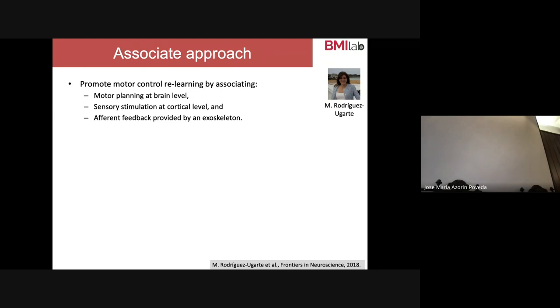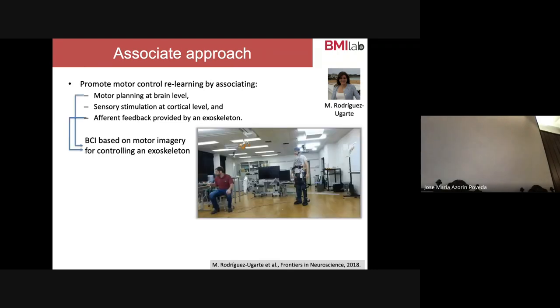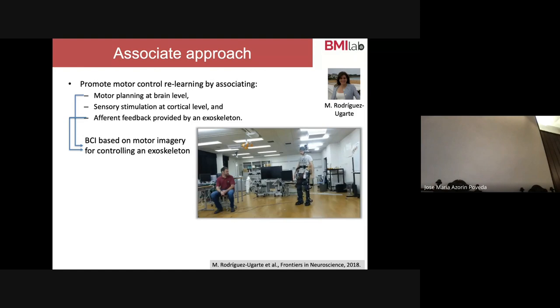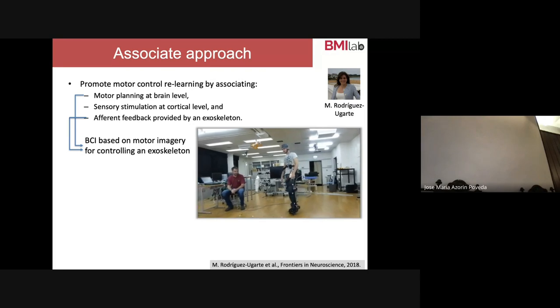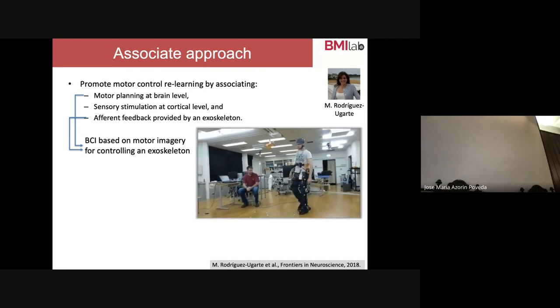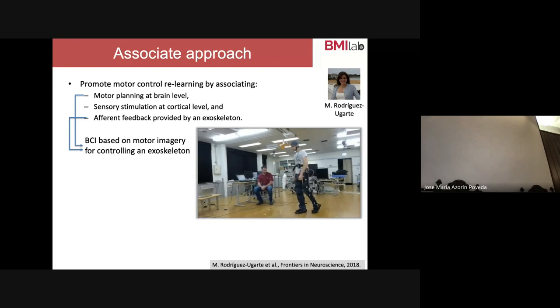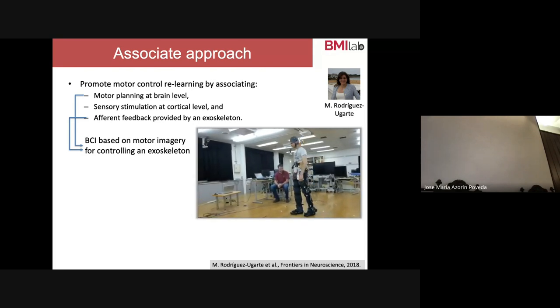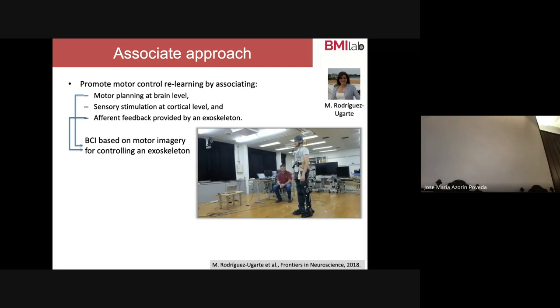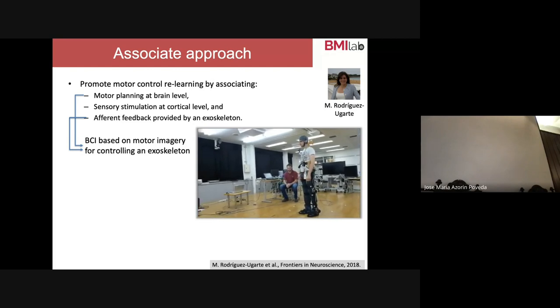And for doing that, we did the following. First, we developed a BCI based on motor imagery for controlling the exoskeleton. This way, we can associate the motor planning at the brain level with the afferent feedback provided by the exoskeleton. In this case, we developed a brain computer interface where you have to think about moving your legs if you want to work with the exoskeleton. So that way we are connecting the exoskeleton and the brain.